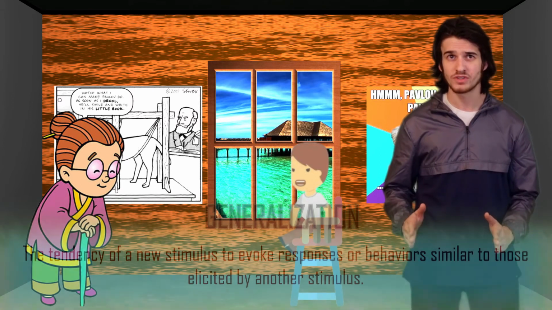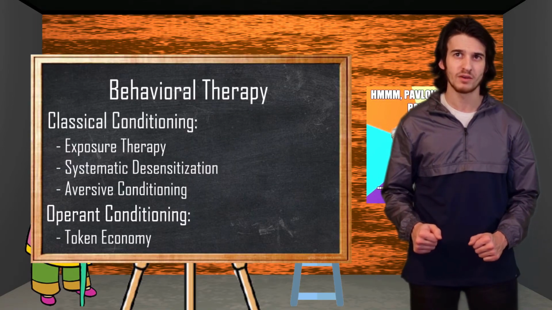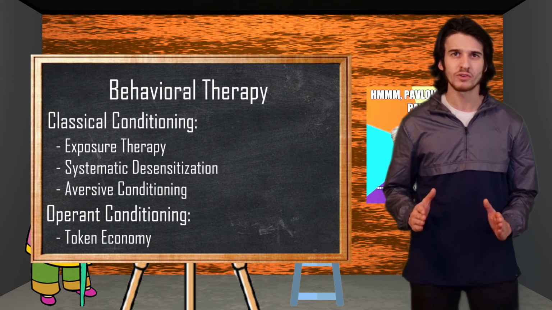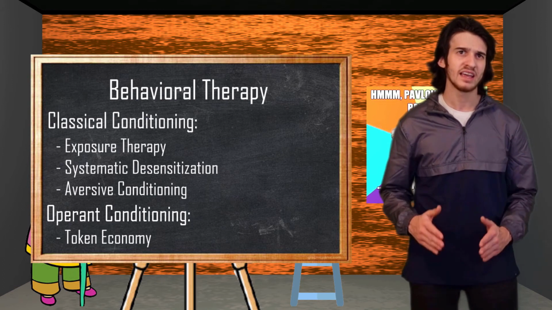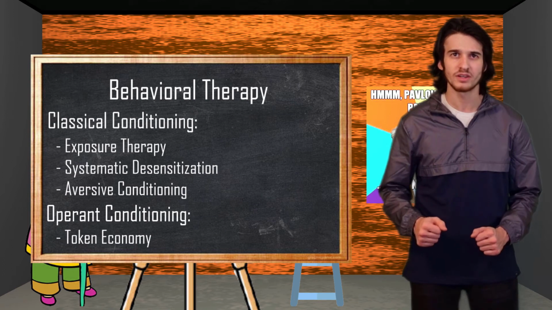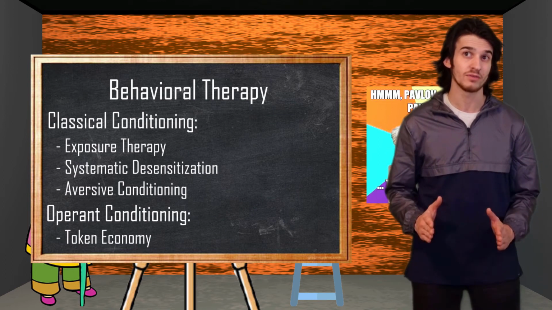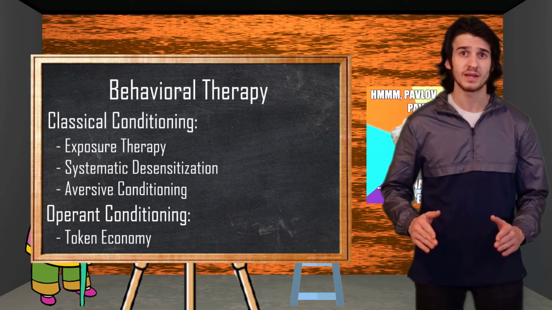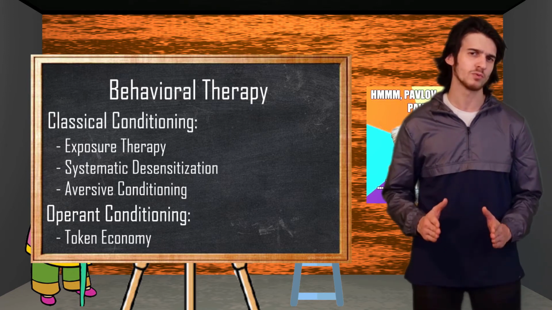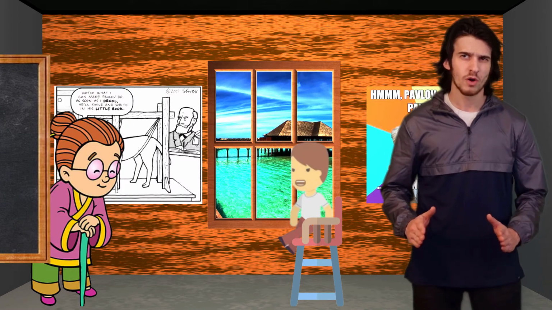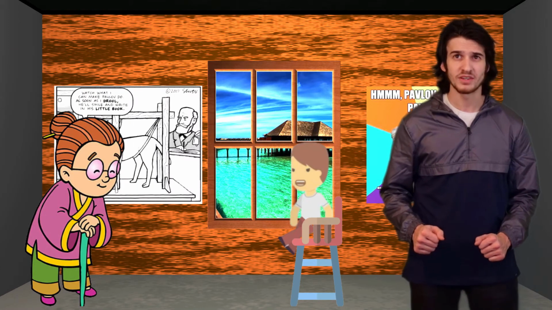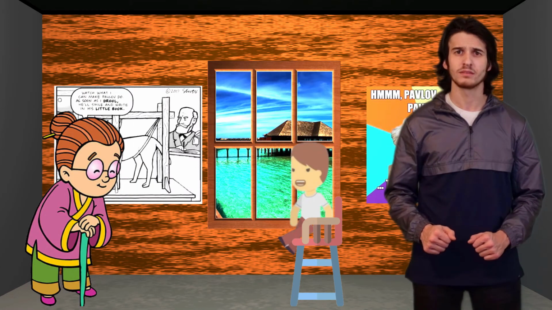Since Jones's counter-conditioning therapy, behavioral therapy has only grown, with several other techniques used by therapists today, including techniques based on classical conditioning, such as exposure therapy, systematic desensitization, and aversive conditioning, and also therapies based on operant conditioning, with the major one being a token economy. Next to our final office of cognitive therapist Albert Ellis. See you there.